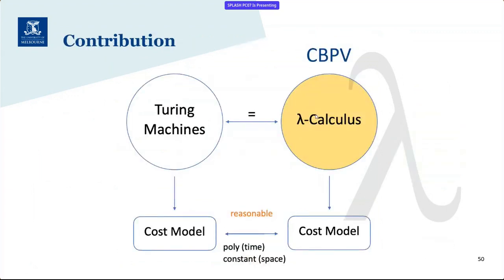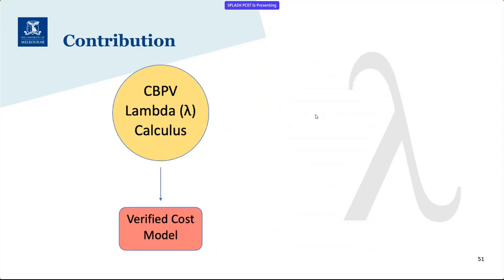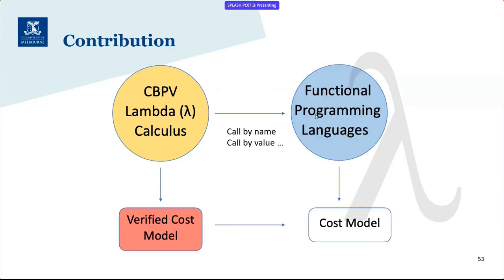And so yeah, in conclusion, my contribution would be, once I've finished everything, I will have a cost model for call-by-push value lambda calculus, which is reasonable. And I will also have it verified in Coq, so that we can extend my cost model into the ones for call-by-name, call-by-value, etc. And also, we can extend them for different programming languages based on call-by-name or call-by-value, and then we can have cost models for them instead.